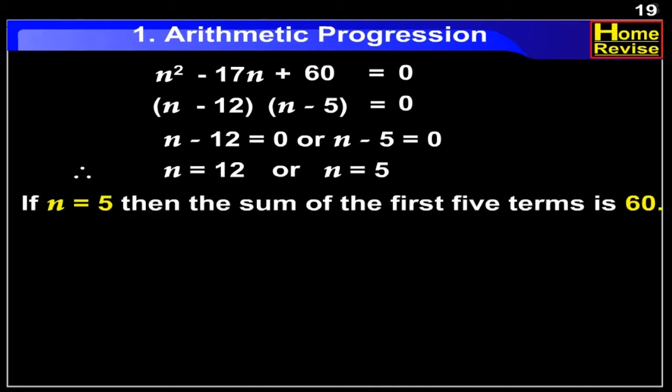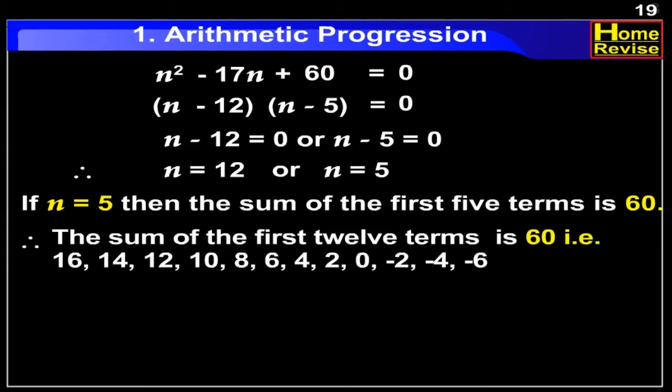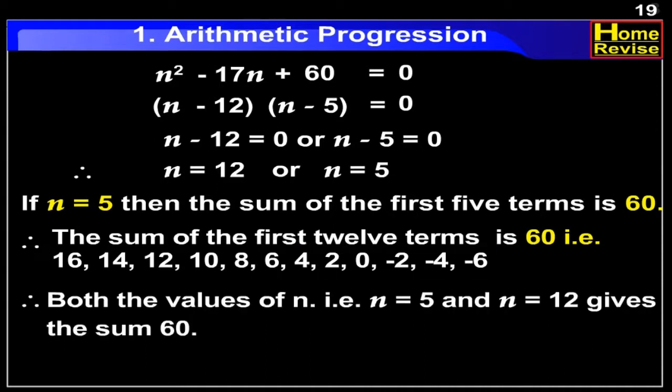If n is equal to 5, then the sum of the first 5 terms is 60. Therefore, the sum of the first 5 terms is 60 and the sum of the next 7 terms is 0, where they are opposite to each other. That is, they are equal in magnitude but opposite in sign.